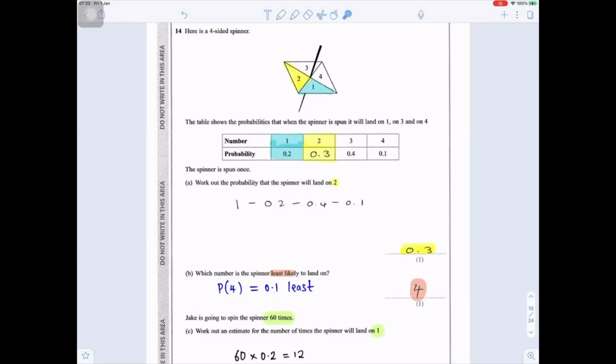Jake is going to spin the spinner 60 times. Work out an estimate for the number of times the spinner will land on 1. The probability of the spinner landing on 1 is 0.2. And for 60 times, the expectation is the number of times multiplied by the probability. So 60 times 0.2 gives you 12.